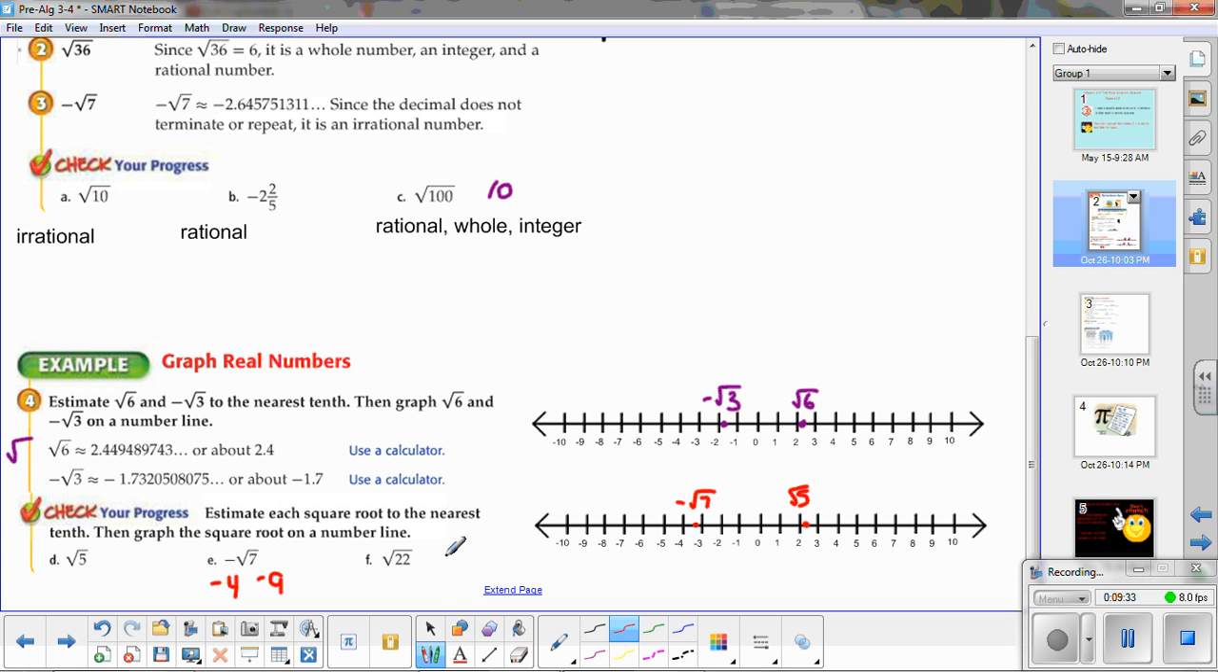Now 22 is between perfect squares of 16 and 25. And so that means it's going to be between 4 and 5. It's going to be a little closer to 5. So I'm going to go on my number line between 4 and 5, but closer to 5. Again, you can use your calculator to find out exactly, or I should say to the nearest tenth, what it would be. Square root of 22 is about right there.